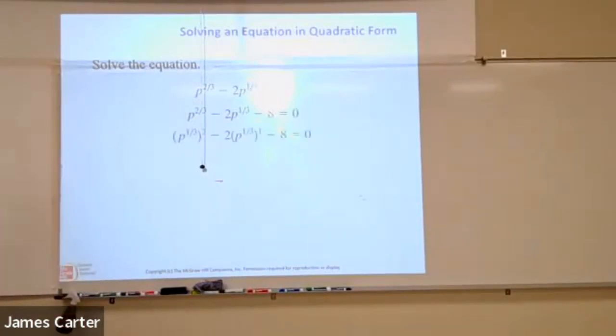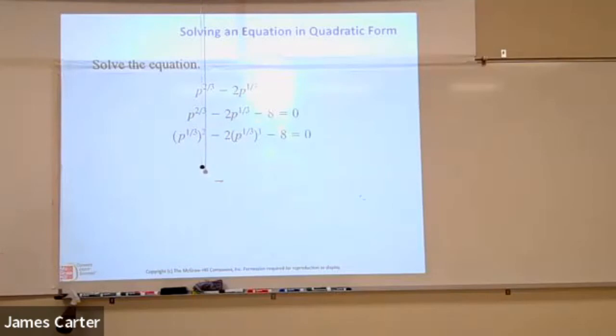They took the 8 on the other side. Now, notice they left the 1/3 here. They're still a 1, and here's the 2. Okay? Now this is looking a little bit more like a regular equation fact.